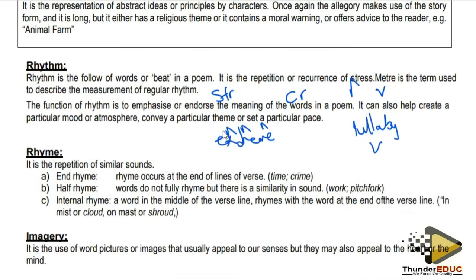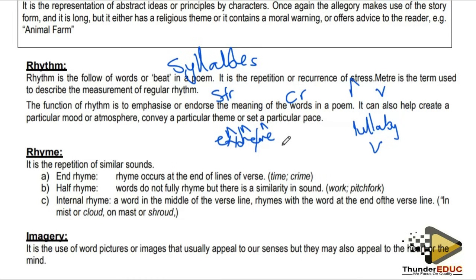But when we're talking about X, that's already a stress being pulled, and therefore it is on a high note. So when we say they emphasize or endorse the meaning of words in a poem, that's where you look at the stressing part. You look at the syllables, the stre part, the me part, the la part, the by part. So it's low. That's what we mean by rhythm. Rhythm is in words and the syllables. Remember, we break words into syllables. For example, extreme is X, stream, and that's what you get.